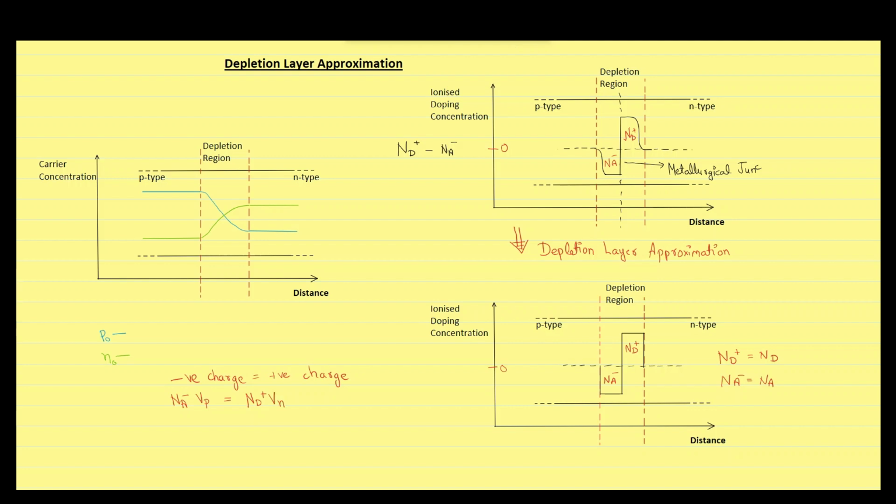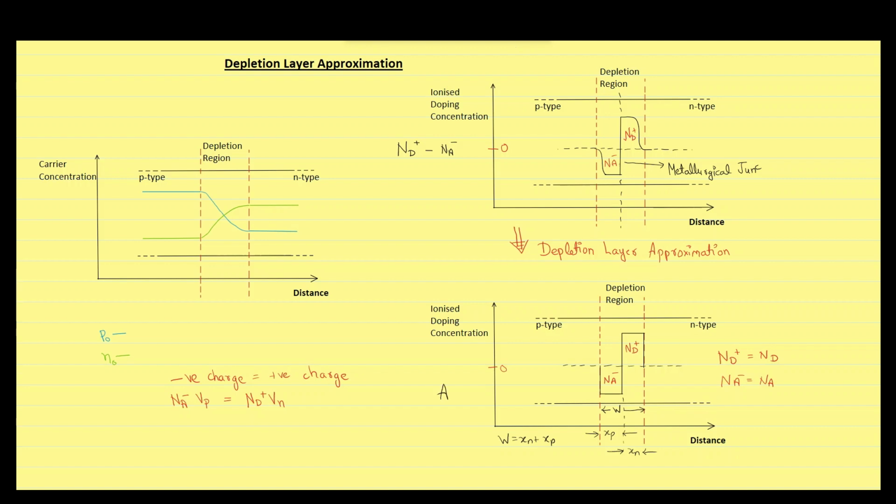In the graph, you can see that this is the depletion width. Now let us assume that this is Xp, which is the part of the depletion width in the p-type region, and this is Xn, which is the part of the depletion width in the n-type region. We can write W is equal to Xn plus Xp. Now we will assume that the cross-sectional area of the semiconductor is A.